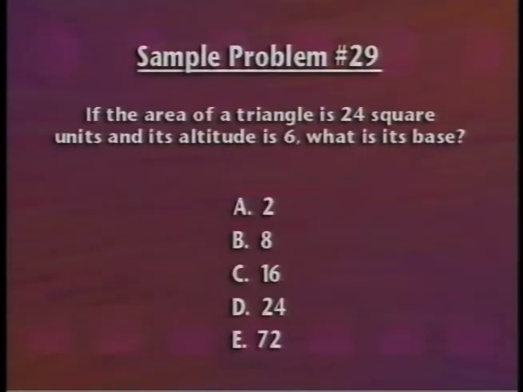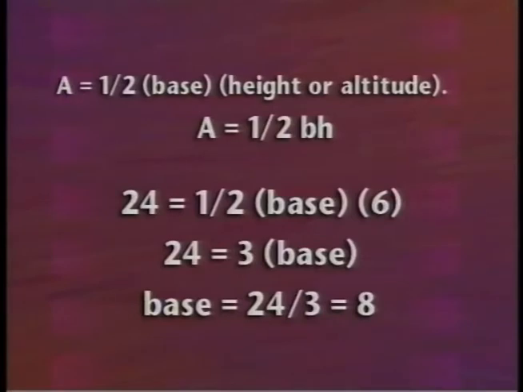If the area of a triangle is 24 square units and its altitude is 6, what is its base? We need to remember the formula for the area of a triangle. A equals 1/2 base times the height or the altitude. Let's plug in the given values.